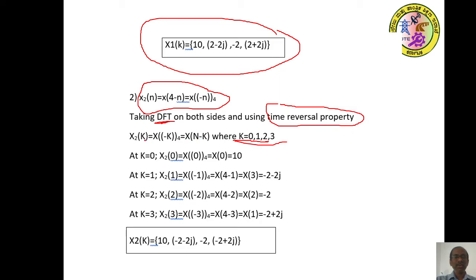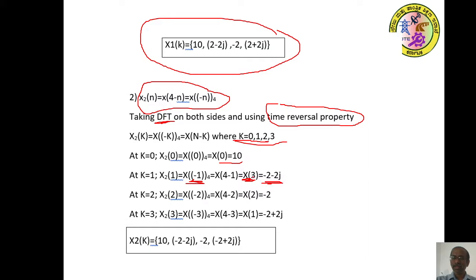At 0, x2 of 0 is equal to x of 0. Already they have given 10. At 1, x2 of 1 is equal to x of minus 1. We can't calculate minus 1, so better x of 4 minus 1, and x of 4 minus 1 is x of 3. In the problem, x of 3 given is minus 2j.